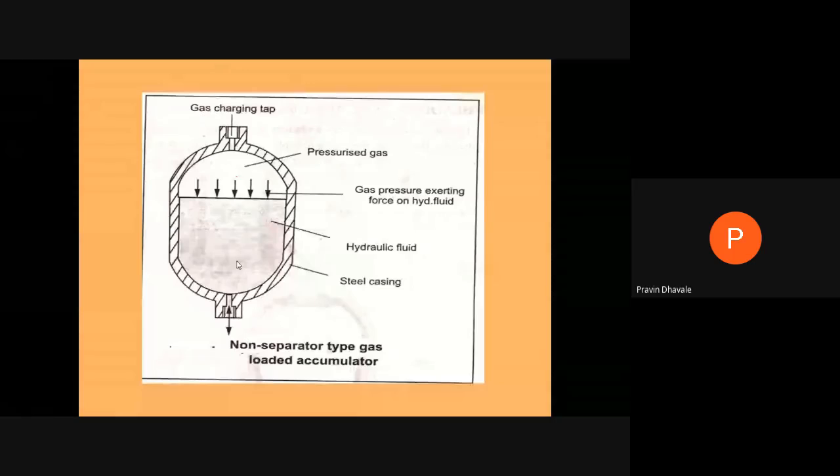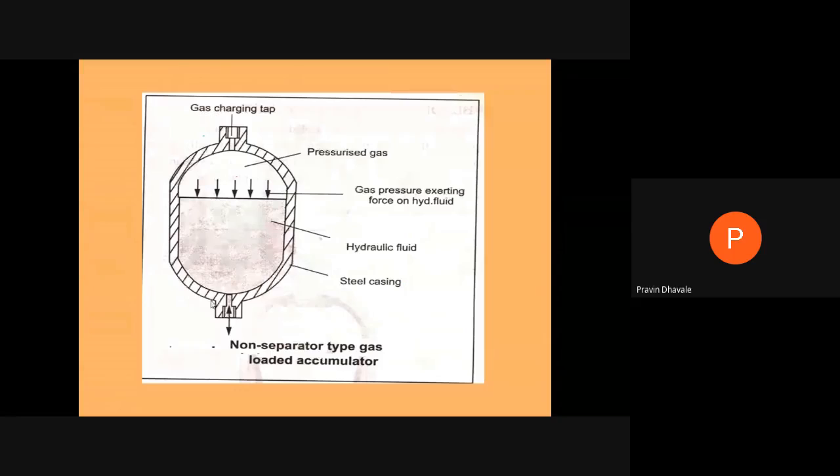The advantages of this non-separated type gas loaded accumulator: first, there is no mechanical element, so it is simple in construction. It can absorb the shocks or fluctuations because the gas we are using in this type of accumulator is compressible, and there is no moving element.